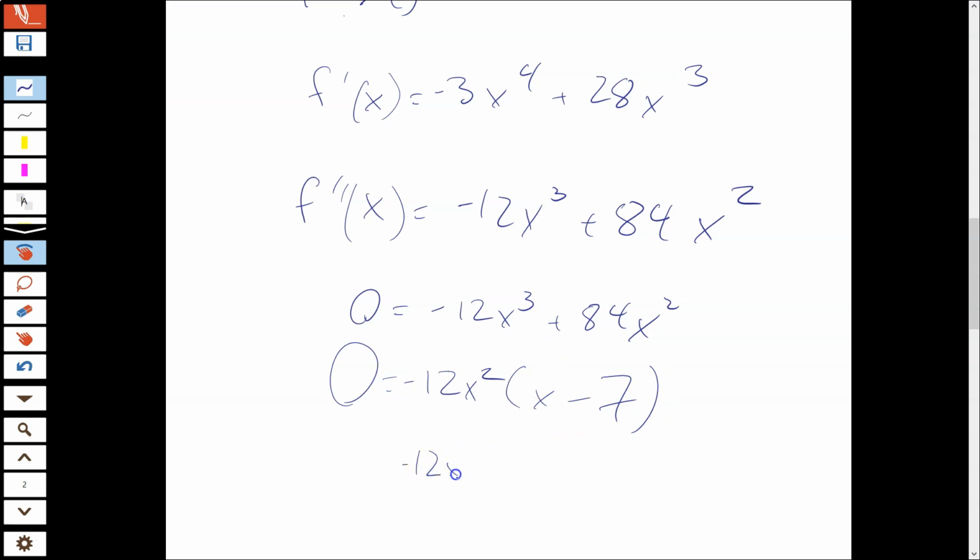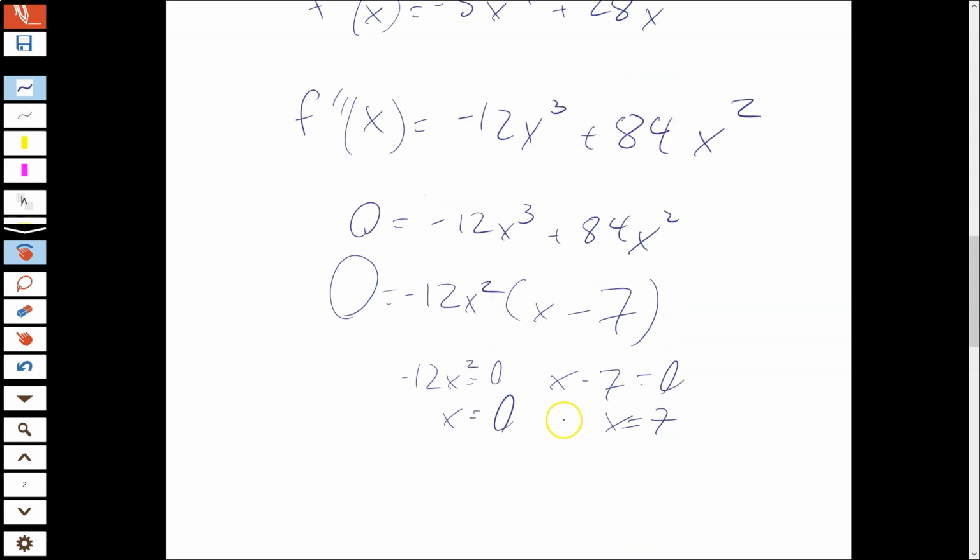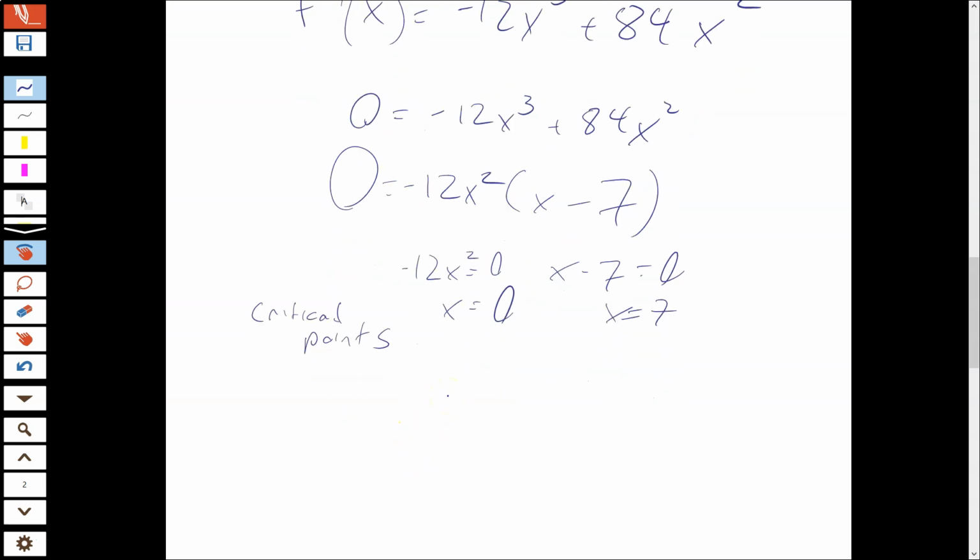I'm going to set each factor equal to 0. And of course I get x equals 0 here and x equals 7 here. So these are my critical points. And I want to see what is happening between them, right? So these are the boundaries of my potential regions of concavity here. So I have 0 and 7 are my solutions. And then I want to check each region.